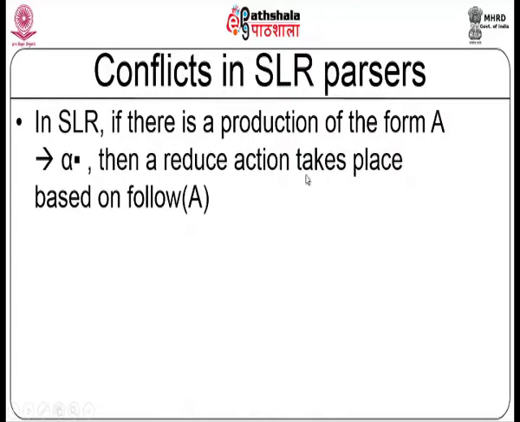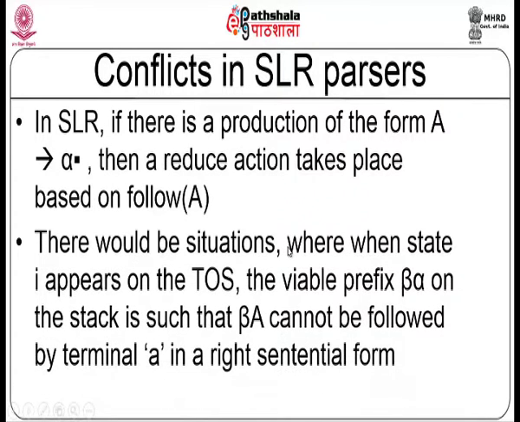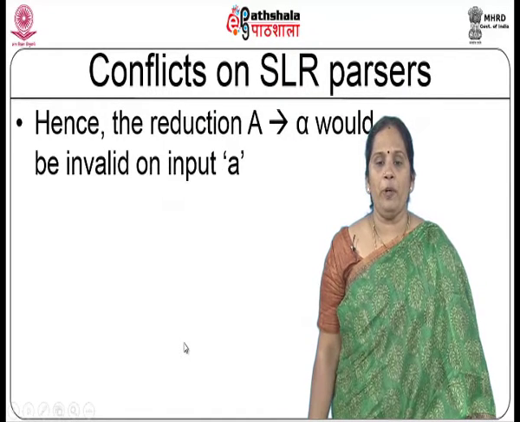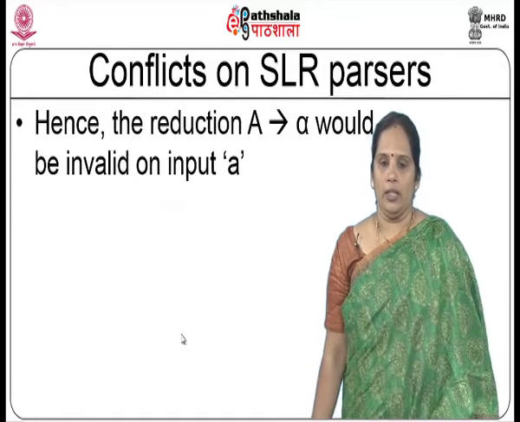So, in SLR if there is a production of the form A produces alpha dot, then a reduce action takes place based on the follow of A. There would be situations where, when state I appears on the top of the stack, the viable prefix beta alpha on the stack is such that beta A cannot be followed by the terminal a in a right sentential form. So, this is exactly the problem. You have the state I on the stack and the prefix beta alpha, and you cannot replace this alpha with A, because if I replace it, I will not have a in the right sentential form. Hence, the reduction A produces alpha would be invalid on input terminal being a.